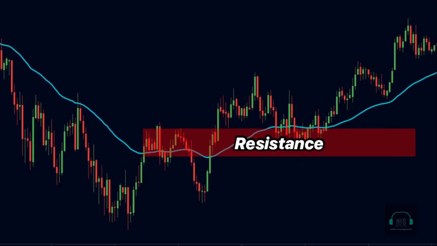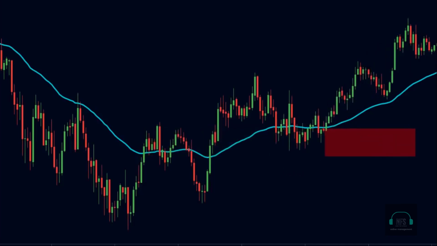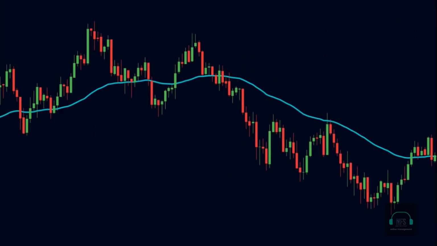And as you can see, the price comes into this area, finds support, and makes a strong up move. So we easily achieved our targets. The same thing happens on this chart.